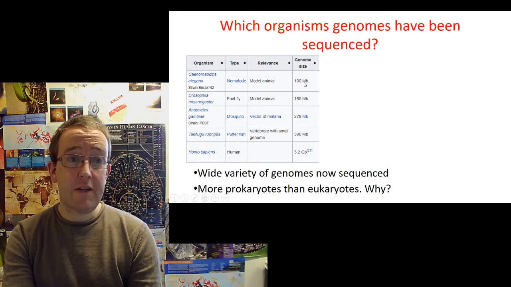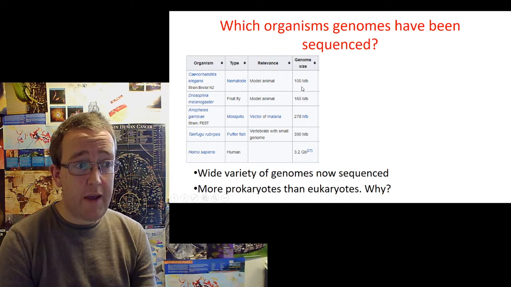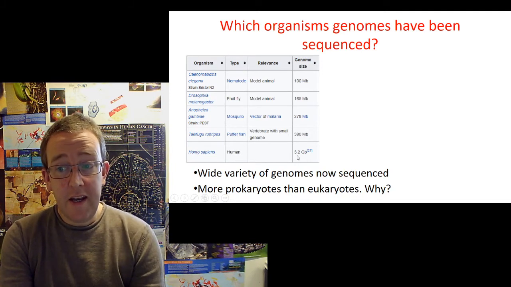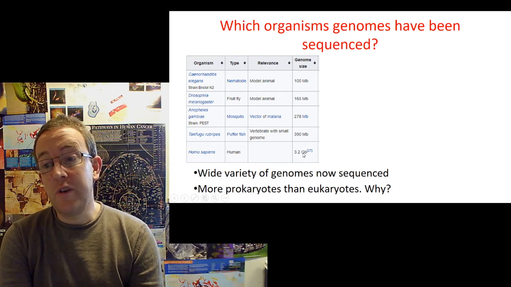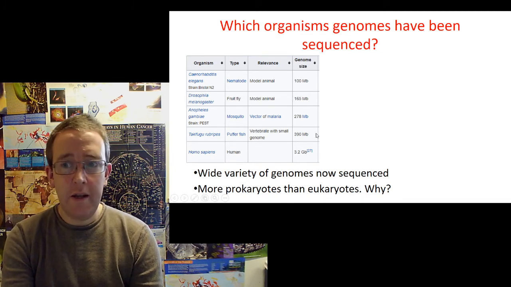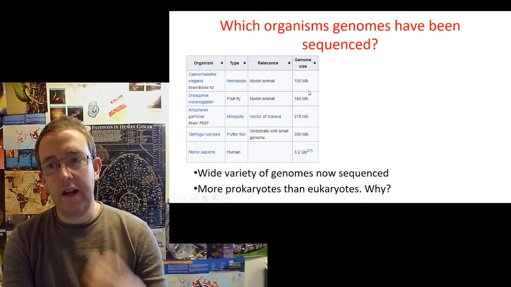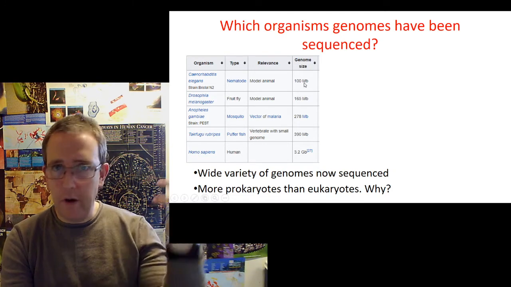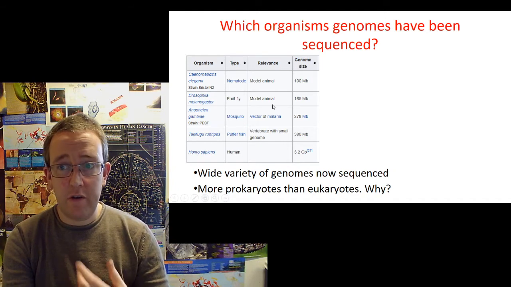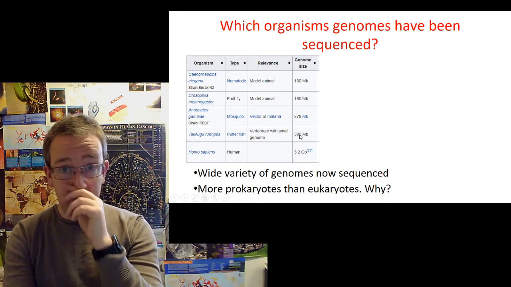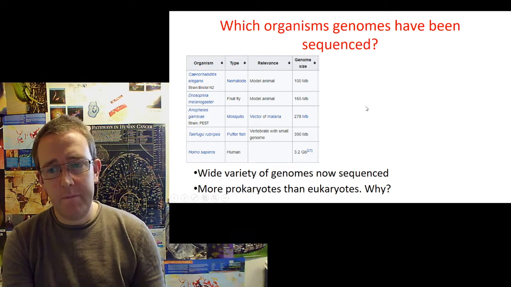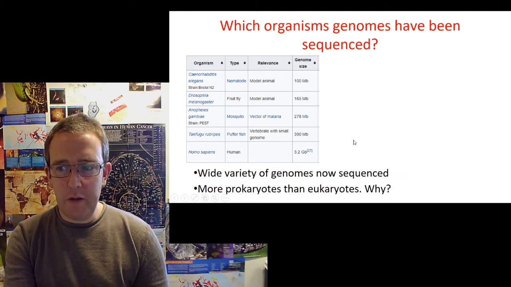Now, the M stands for mega and the B stands for base pair. So mega base pair, 100 mega base pairs, 165 mega base pairs, and then up here we've got 3.2 giga base pairs. Obviously you see these units, kilo base pair, mega base pair, giga base pair, and they mean the same as they would for megabyte, whatever it is. So the mega, giga, and kilo still mean the same things, but the B means base pairs. So there's a wide variety of genomes now sequenced.